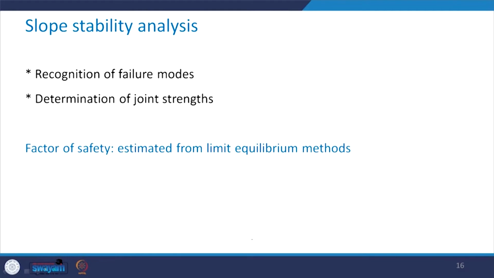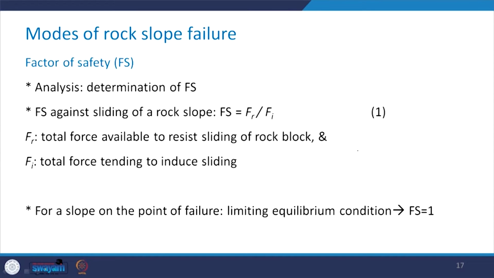Then in this analysis of rock slope stability, the factor of safety is estimated from the limit equilibrium approaches, where we try to find out the factor of safety against the sliding of a rock slope, and it is defined by this expression 1, that is Fr upon Fi, where Fr is the total force available to resist the sliding of the rock block, and Fi is the total force which tends to induce the sliding of the rock block.